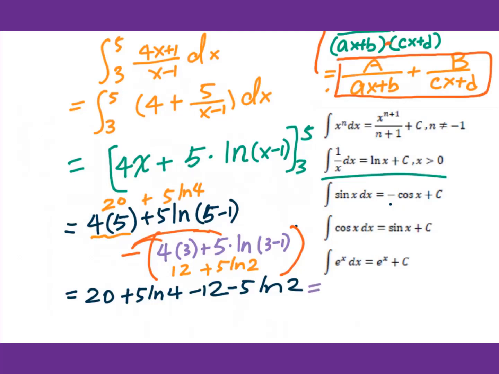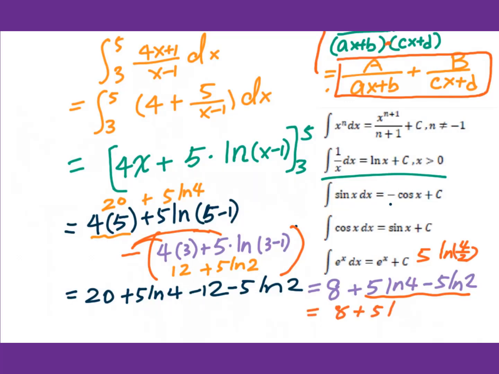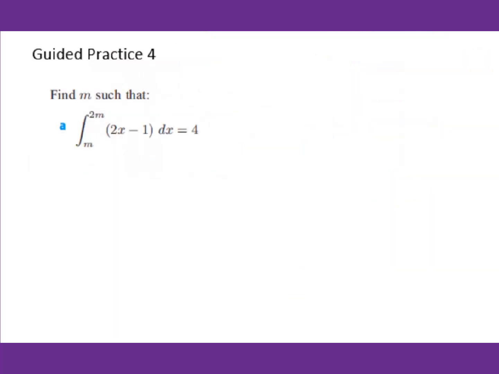Combine like terms, you will get 8 plus 5 natural log of 4 minus 5 natural log of 2. Using the condensing property, you will get 5 times natural log of 4 over 2. That gives you 8 plus 5 natural log of 2. Let's go to guided practice 4. Find m such that this equals 4.